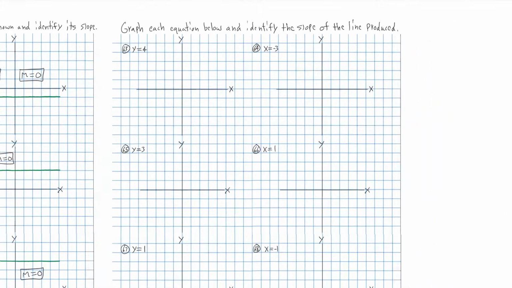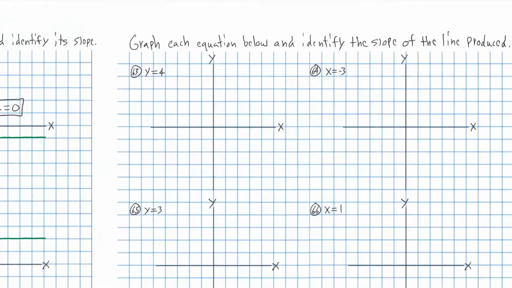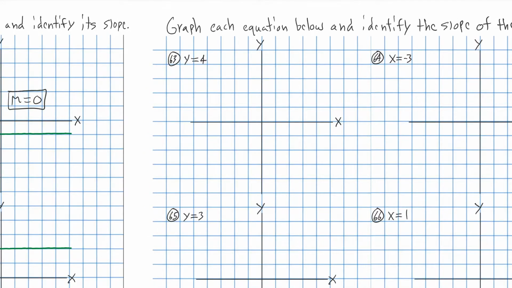All right, last problems here, last problem set. We have 1, 2, 3, 4, 5, 6, 7, 8 problems, and we'll be done. These are really easy. Now we're just going backwards. You're given the equation of a horizontal line, and you're asked to draw the line. So y equals 4, that'll be about here.